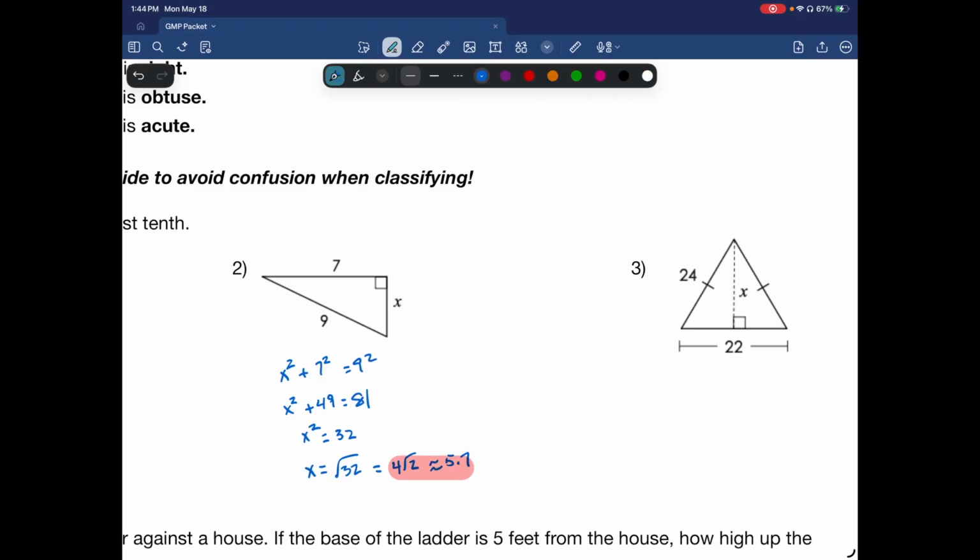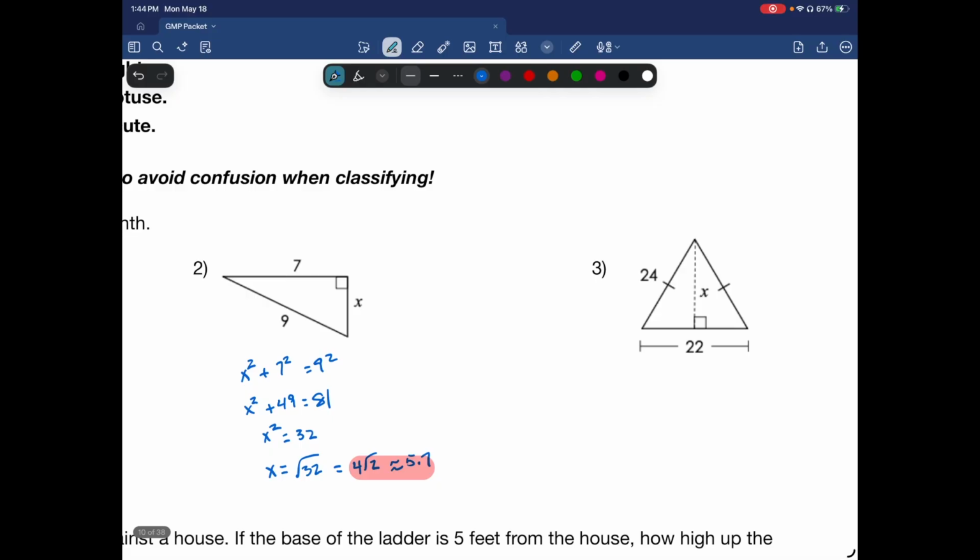Now, on 3, this is an isosceles triangle because the two sides are the same. And if the two sides are the same, then this dotted line right here splits this base in half. So this is going to be 11. This is going to be 11.